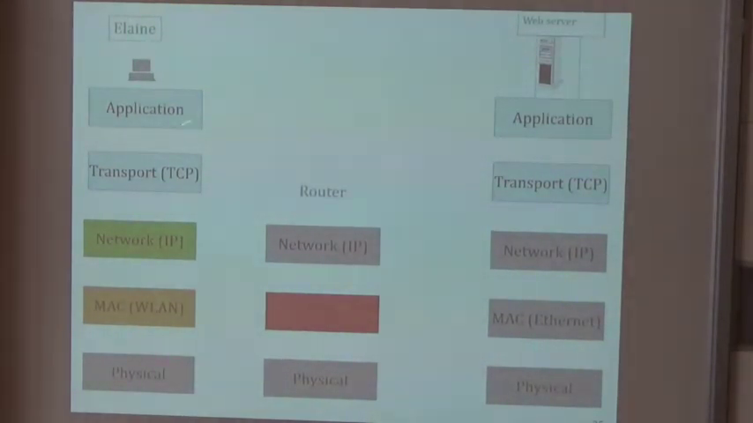The application, of course, is not. If the application would be involved, we would be doing store and forward like in the old days, but we don't want to do that. We do packet switching.